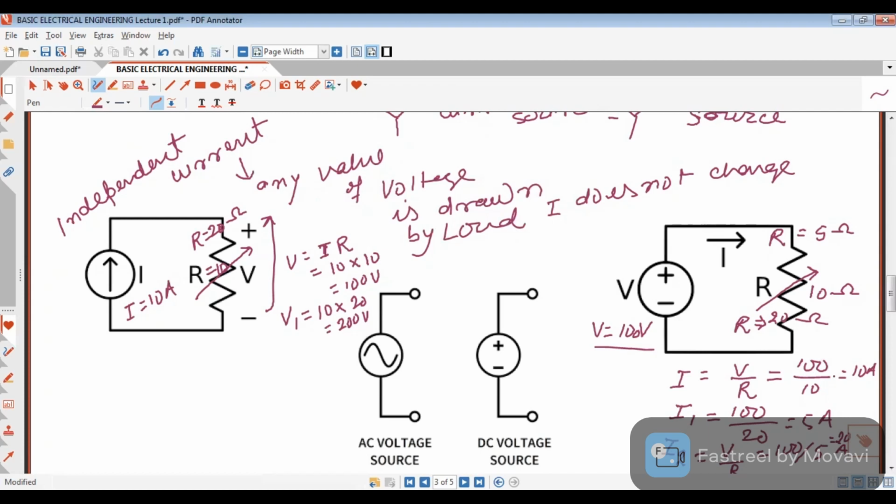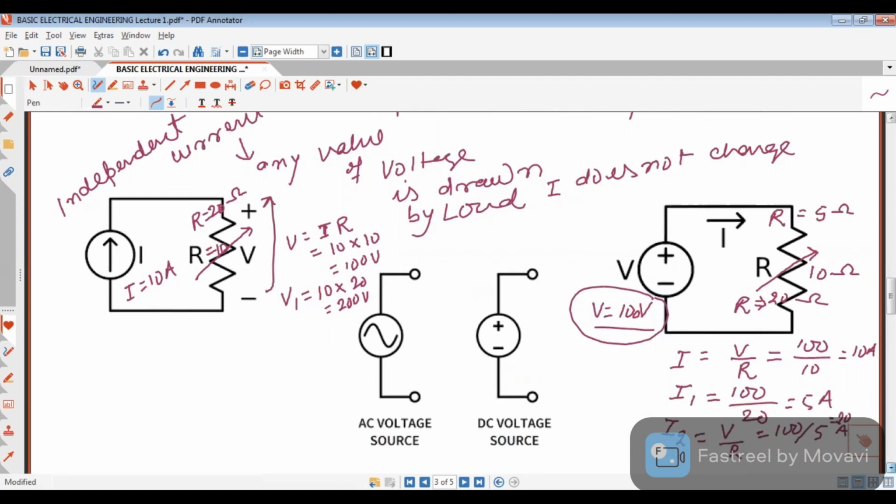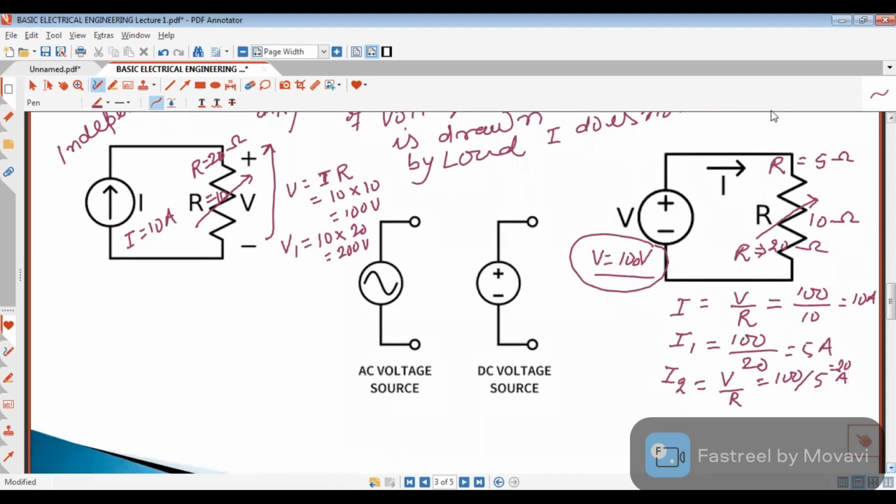So here we can see that by changing the value of the resistance, the value of current is changing, but the value of voltage is not changing. That is why it is called independent voltage source. Means whatever current is drawn from the source, the voltage across the source remains constant, then this type of source is called independent voltage source.